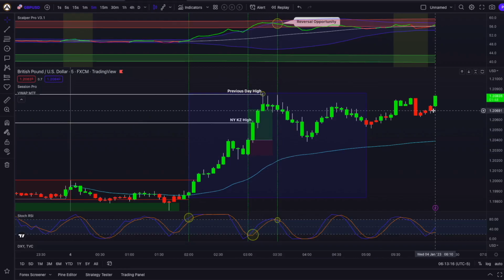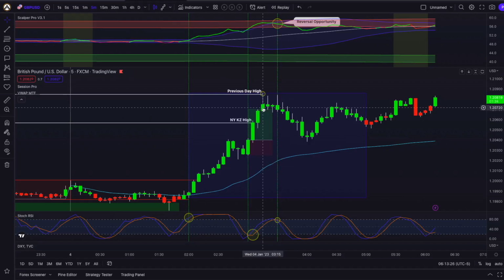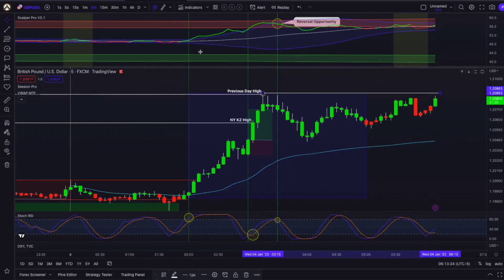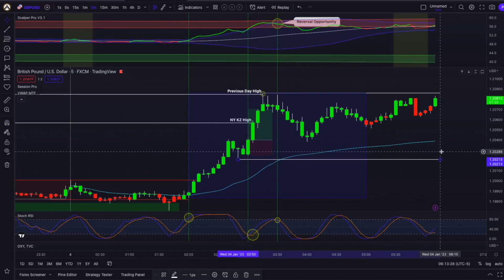As of right now, it's 6:10 a.m. New York local time, so we're about to open up for the New York kill zone. But for this whole period, basically after 3:15 for the past 3 hours, we stayed inside our most recent swing high right here and our most recent swing low, which would have been right here.